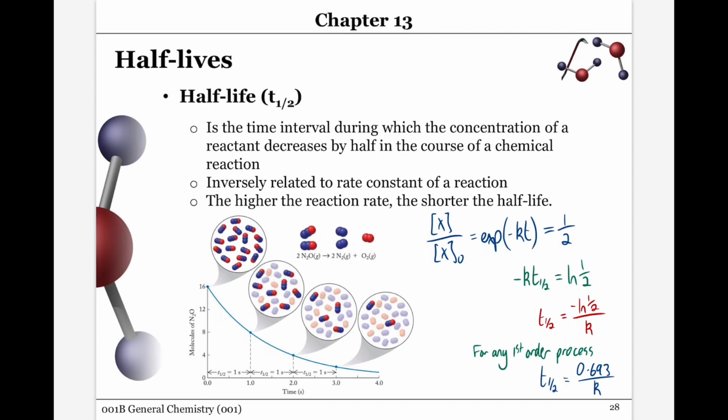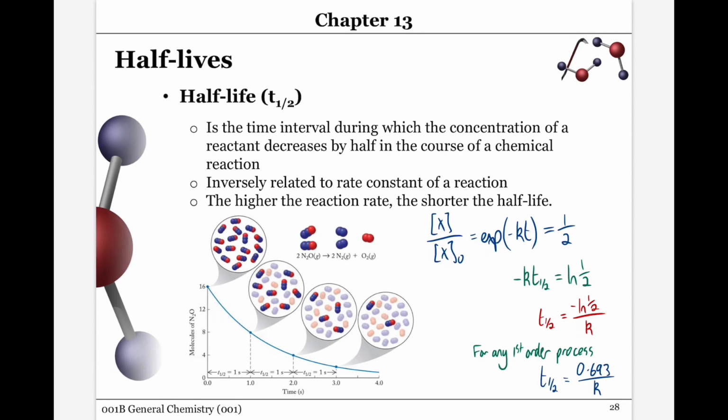We know that after one half-life, for example, the concentration of the reactant is going to have decreased by a factor of 2. So in this particular example, you can see plotted here, we're starting with N2O on the left-hand side, and that's decomposing to form N2 and O2. At the start, we have 16 molecules. After one half-life, we'll be down to 8 molecules. After another half-life, we'll be down to 4 molecules. And you can see that every time a half-life occurs, we're decreasing the concentration of our reactant by a factor of 2.